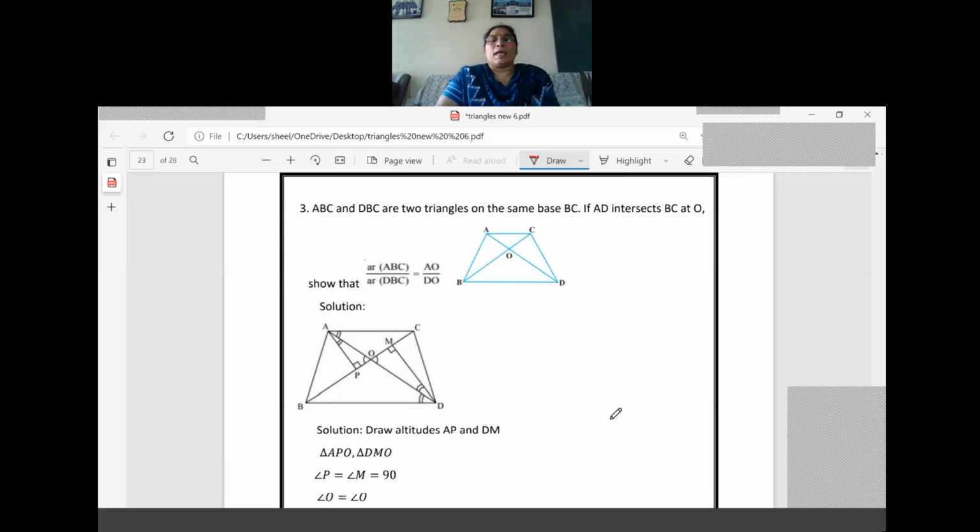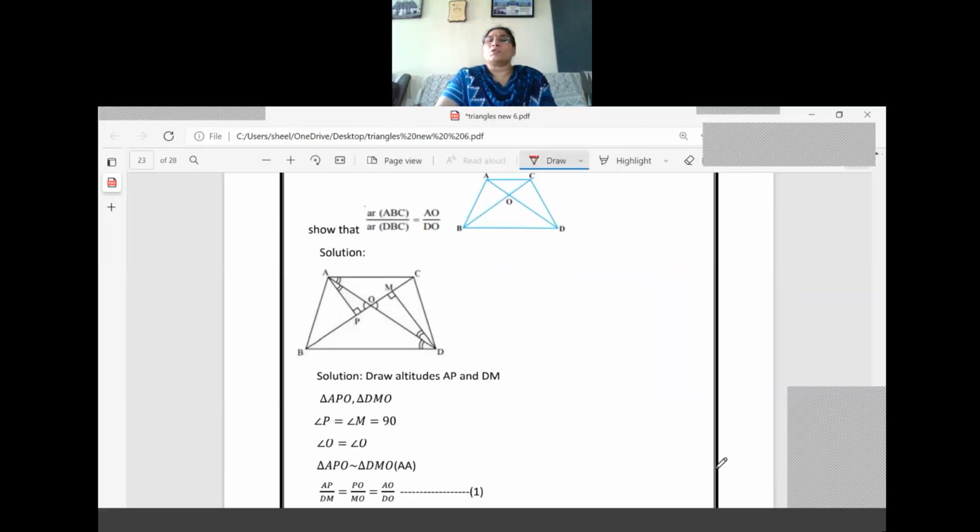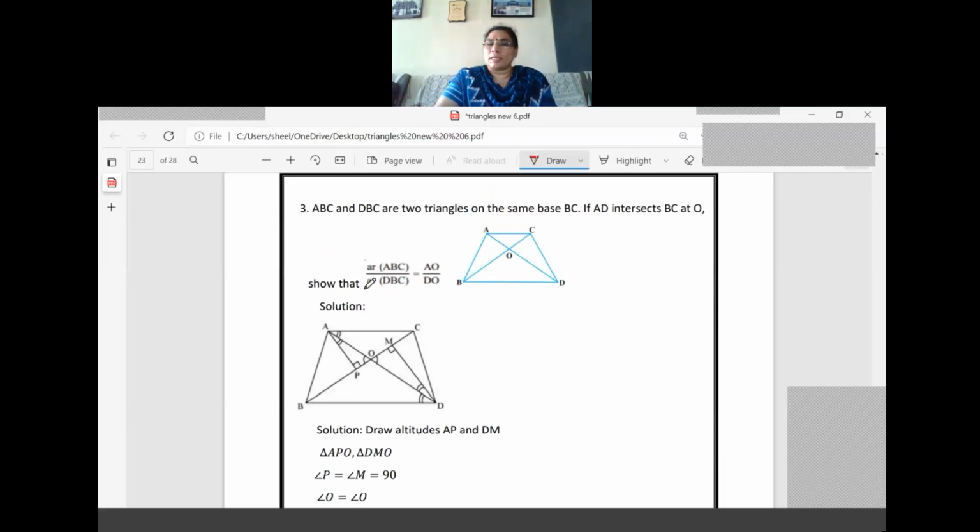Next question. ABC and DBC are two triangles on the same base BC. If AD intersects BC at O, show that area ABC by area DBC equals AO by DO. This question we cannot do without construction. So again, we have to find the area only. What is the first point? We have to prove that they are similar. Let us check how that is possible.